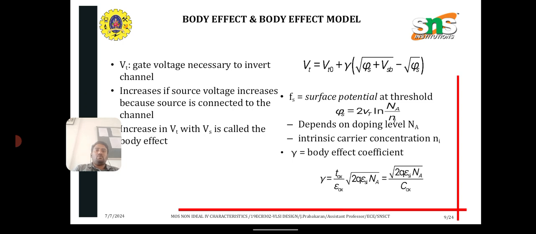Next is body effect. That means substrate bias effect. Variation in substrate bias alters the effective threshold voltage VTH. The effect of this is a shift in threshold voltage, which affects transistor operation and circuit design robustness.